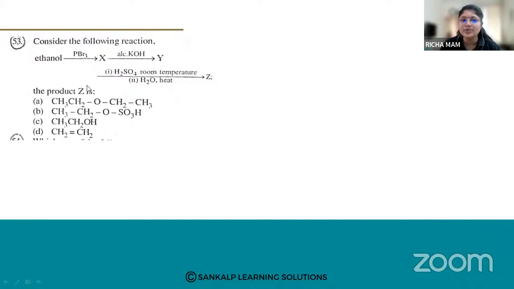So they have asked which is the product Z. A, B, C, D are the options. One is an ether, second is an SO3H compound, a sulfonic compound, then you have an alcohol and an alkene. Varun Raj has answered C. What about others? Ethanol itself, you have said ethanol itself is the product Z. Pavitra Mehek has also answered C. Vedvati has also answered C. Any more answers?